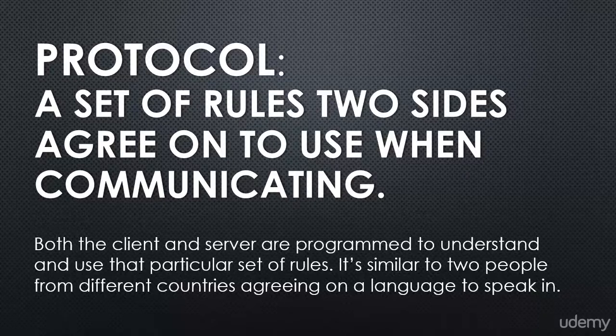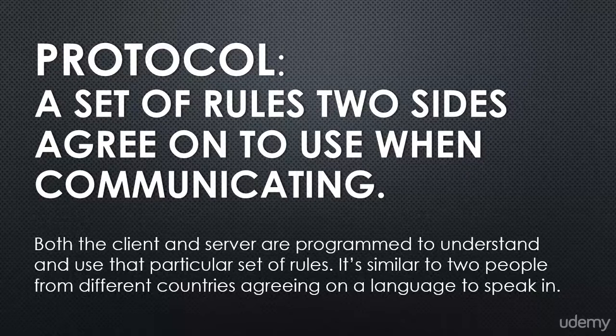So both the client and the server are programmed to understand that particular set of rules. It's agreed upon between all of the code, all of the services and applications that are involved in the communication itself. It's kind of like two people from different countries agreeing to speak the same language. So there might be various protocols involved in any particular communication on the Internet, but an individual protocol is just that, a set of rules that both sides, client and server, are programmed to understand. At least for the purposes of this course, that's sufficient to understand.